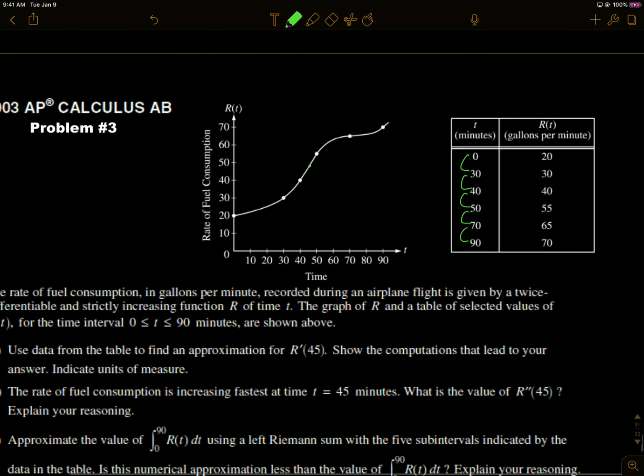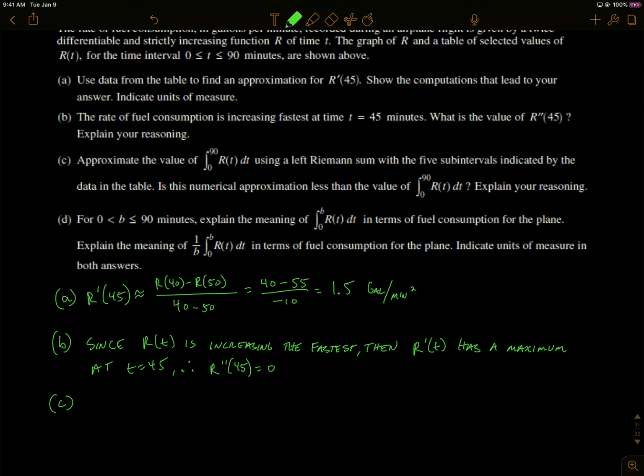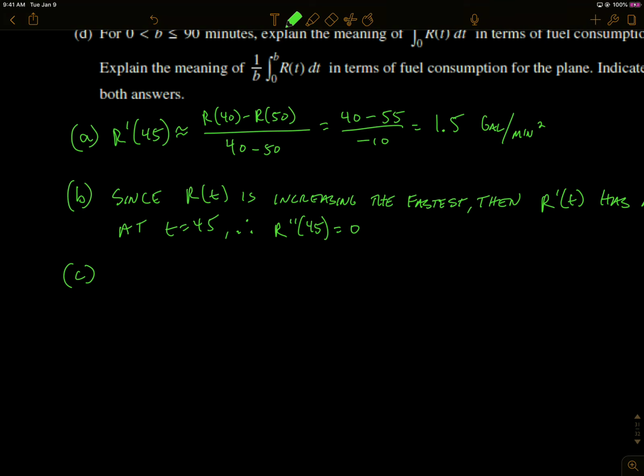So are they uniform width? It goes up by 30, then it goes up by 10. They're not uniform width, so I can't factor out that width. So we're going to say the integral from 0 to 90 of R of t dt can be approximated by the width times the height.